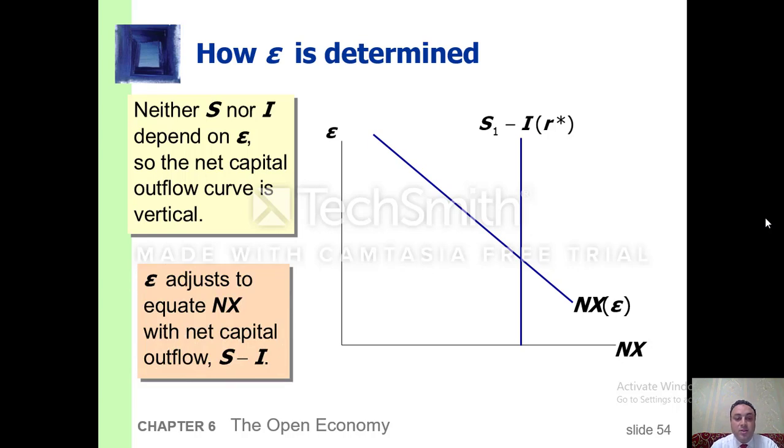So the real exchange rate adjusts to equate the net exports with net capital outflow, which is the saving minus the investment. As we can see here, the intersection between the two curves is the adjusted real exchange rate.